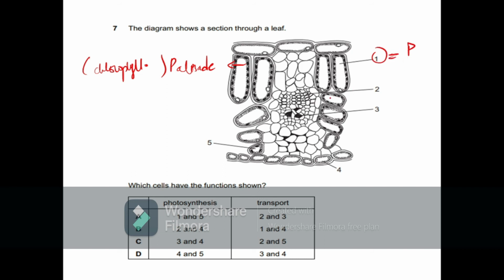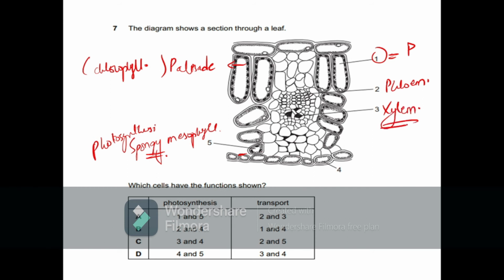Okay, and these are basically spongy mesophyll. It also contains chlorophyll. You can observe here. It also contains chlorophyll. So that's why they can also perform photosynthesis. Now 2 is the phloem. Phloem could not perform photosynthesis. And these are the xylem. Xylem also could not perform photosynthesis because xylem is dead cells and they don't have chlorophyll in them, so they could not perform photosynthesis.